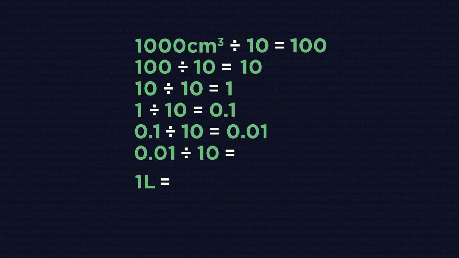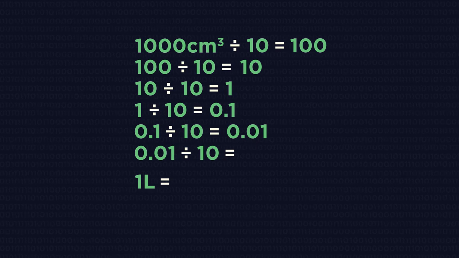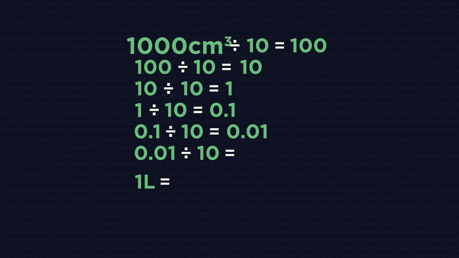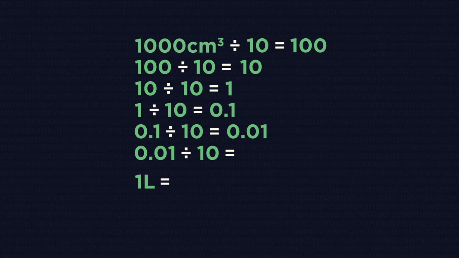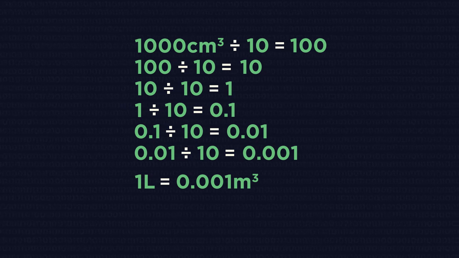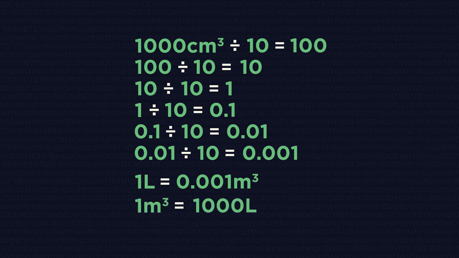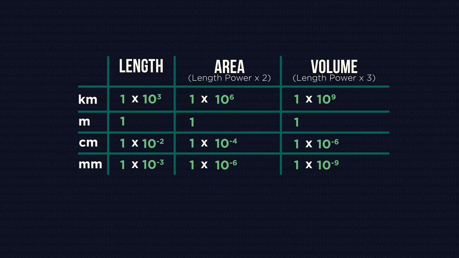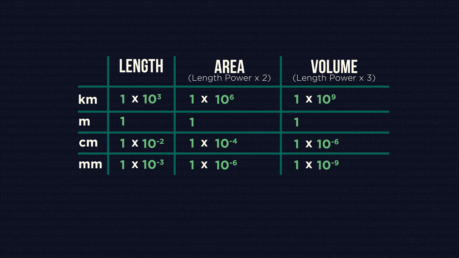Because we change from cubic centimeters to cubic meters by dividing by 10 six times, we can see that if 1 liter contains 1,000 centimeters cubed, it's then equal to 0.001 meters cubed. We can also see that because 0.001 meters cubed is 1/1000th of a liter, there must be 1,000 liters in 1 meter cubed. Understanding all of these conversions can be tricky at first, but if you can link the number of dimensions to the change in powers, you'll be giving yourself a head start.